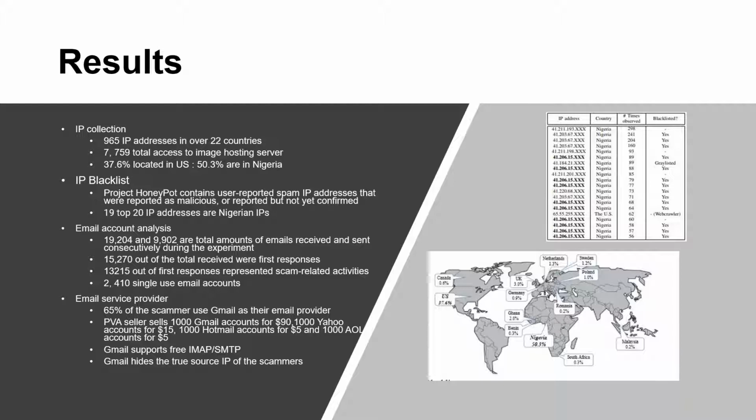And this is largely because Gmail is the only email service provider that supports free IMAP and SMTP services, compared to Yahoo that charges $20 for the same services. IMAP and SMTP are necessary for scammers since they deal with massive amounts of emails. Gmail also hides the IP address of email senders. And because the scammers are working underground, they would want to hide their IP addresses so they do not expose themselves and possibly avoid filtering by the email service providers of the recipients.